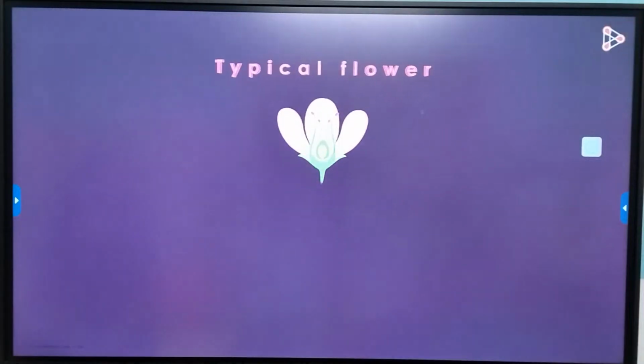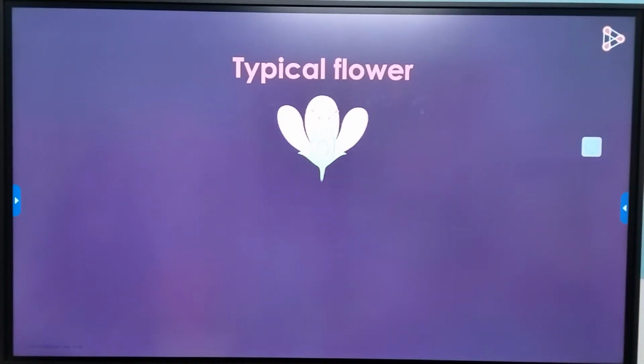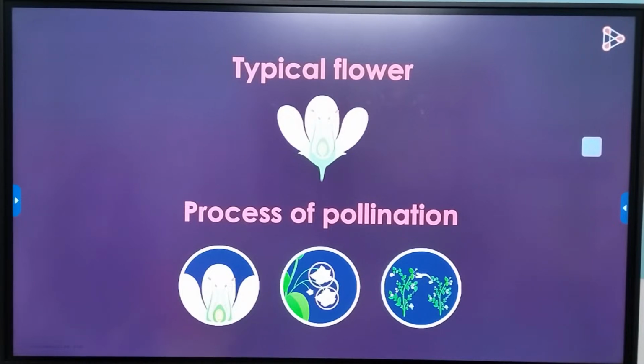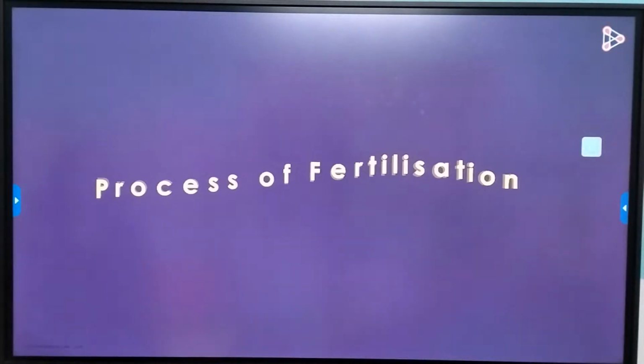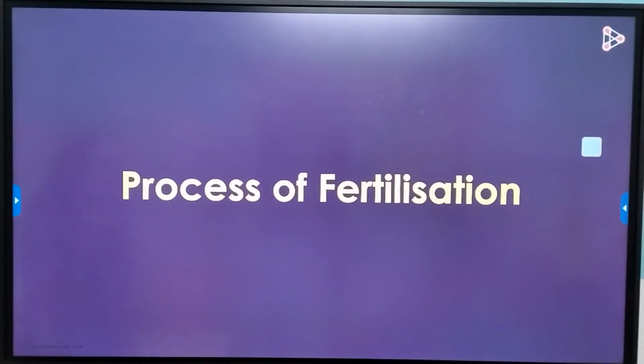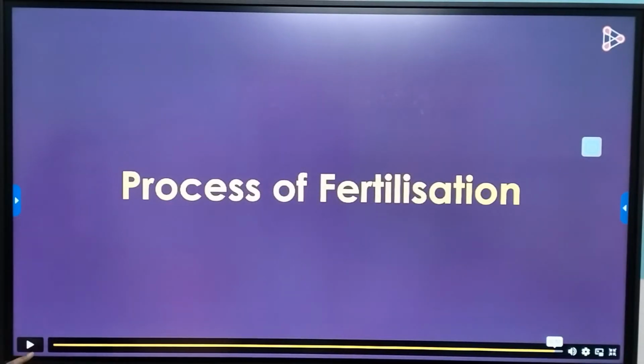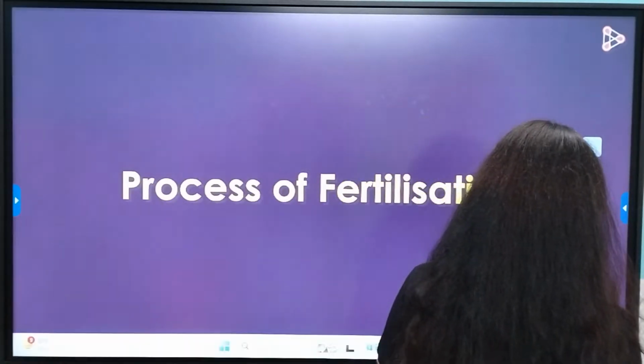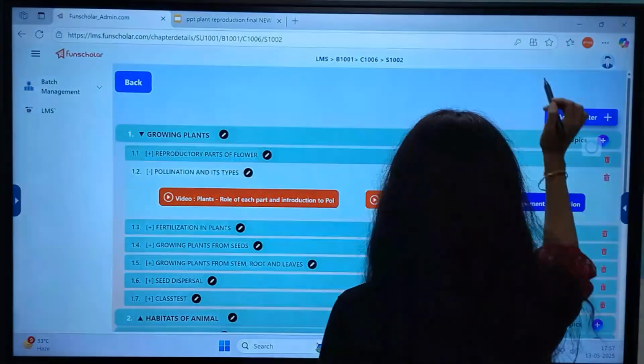Now that we've learned about the typical structure of a flower as well as the process of pollination, let's find out what happens after pollination is successfully carried out. Next, let's look at the process of fertilization in detail. So we will come to this in the next slides.